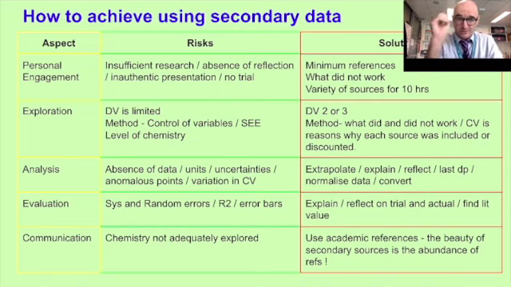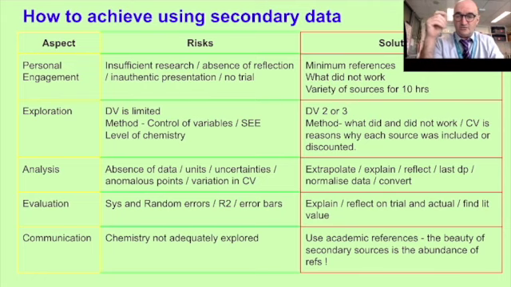Exploration. Do not be limited by one dependent variable. Use two if they are related. Try and get some relationship between the two dependent variables, but keep the independent variable to one. Okay. How do you control variables in the method? How do you say you've controlled your variables? Well, you say what did and what didn't work.